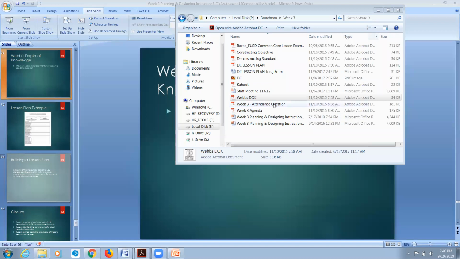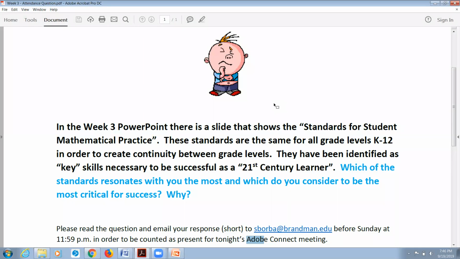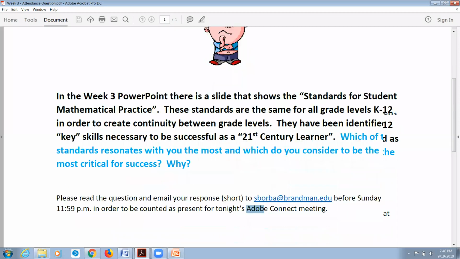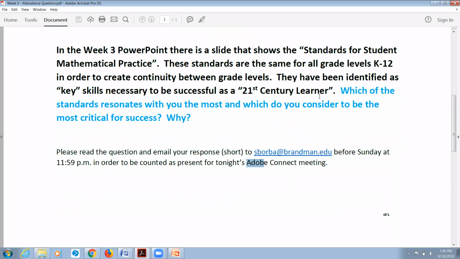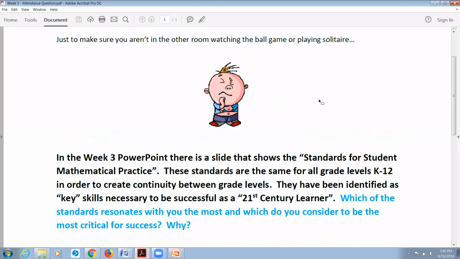All right, tonight's attendance question. Looking at those math practices, standards for mathematical practice, which of the standards resonates with you the most, and which do you consider to be the most critical for student success? You don't have to write multiple paragraphs here, guys. I'm not trying to give you an extra homework assignment. 2 or 3 sentences is fine. If you want to show off, it's totally cool. I do read them. But just 2 or 3 sentences.